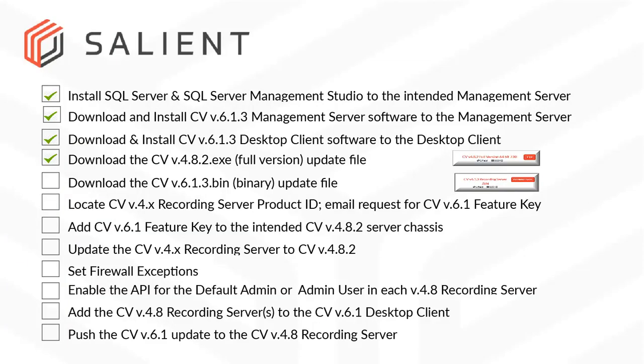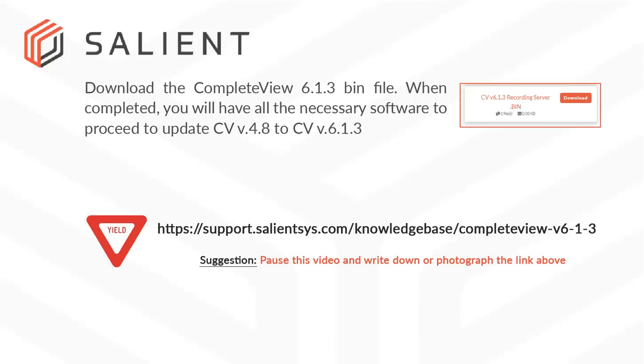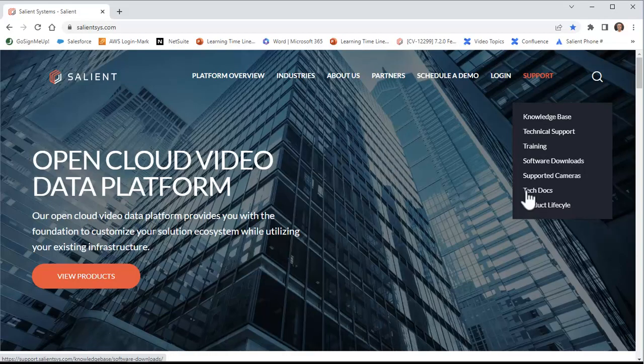CompleteView's version 6.1.3 bin or binary file will be used a bit later to update the version 4.8.2 recording server. It's a must-have to complete the update process. This is an excellent time to do the final download and save the CompleteView version 6.1.3 binary file. It will be used a bit later to update the 4.8.2 recording server.